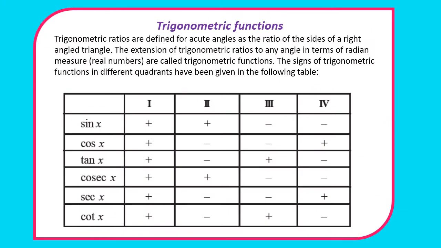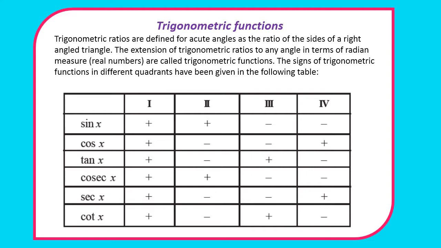Now if you look at the table, it is very clear that sine is positive in the first and second quadrant, cos is positive in first and fourth, tan is positive in first and third, cosec is positive in first and second, sec is positive in first and fourth, and cot is positive in first and third.